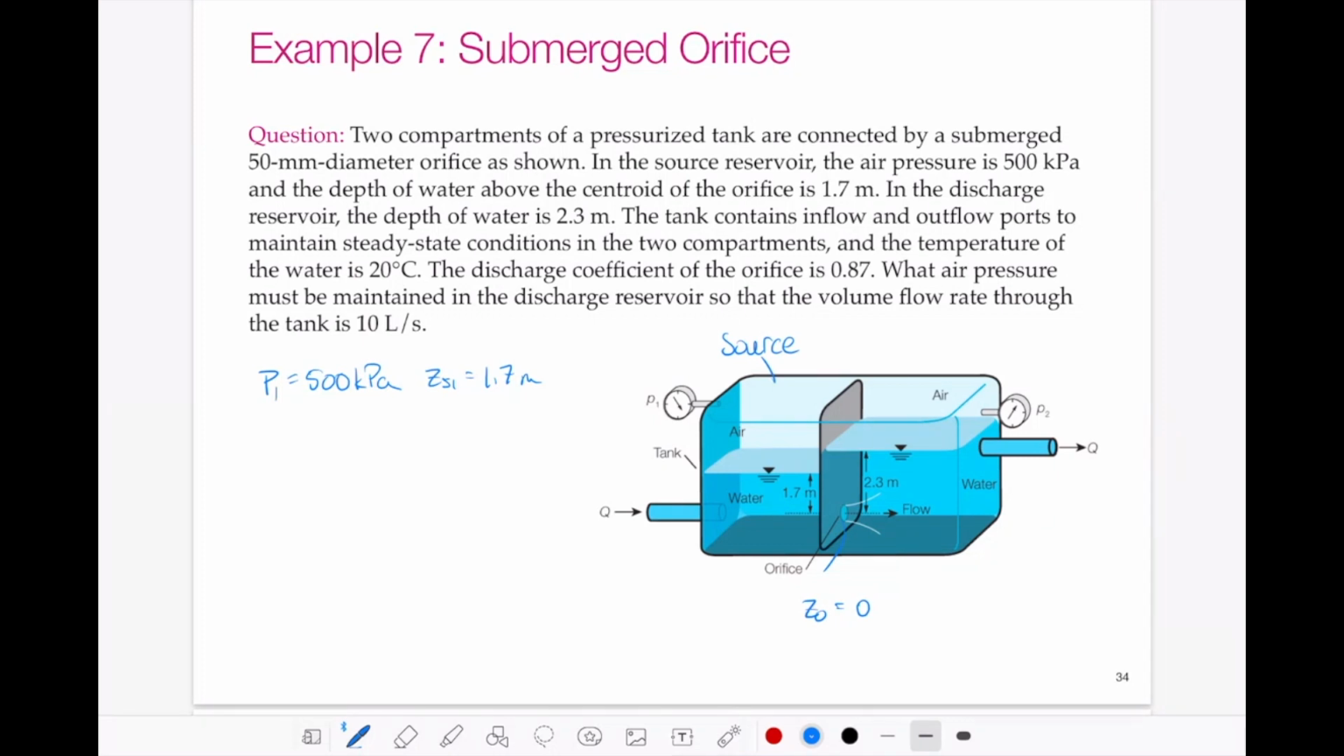So let's keep going in the question. Discharge reservoir. So this is our discharge side. The depth of water is 2.3 meters, which I'm assuming is with respect to the orifice, so we have ZS2 is 2.3 meters. The tank contains inflow and outflow ports to maintain steady state conditions of the two compartments. If it's steady state, that means, as we looked at here, the flow rate Q is the same going in and out.